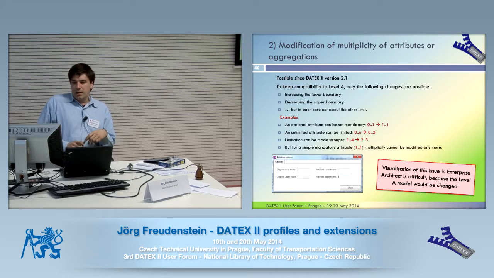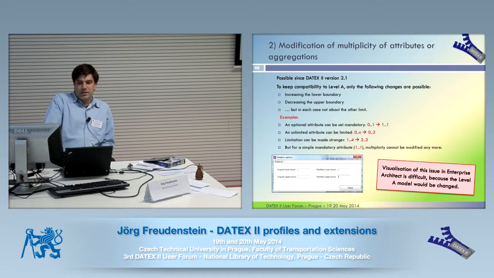So that means if you have an element which is either 1 times or 2 times allowed, you cannot say in your subset it's allowed 3 times. You can say it's allowed 1 times or it's allowed 2 times, but of course you cannot make a totally different set of it. So what you can do is you can make an optional attribute mandatory. This is allowed.